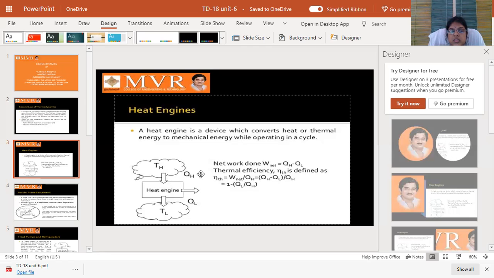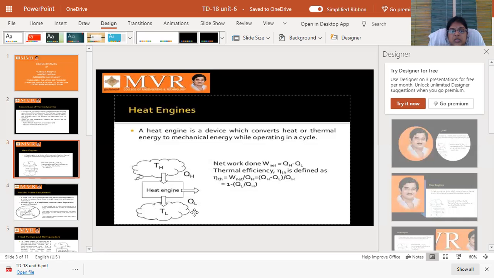Q is the supply of energy, which is the heat energy, and we call it QH. This QH is taken from the source and supplied to the heat engine. Heat is nothing but thermal energy. This thermal energy is converted into mechanical energy, which means we can do mechanical work, like rotating a shaft. So we supply thermal energy and it is converted into mechanical energy.